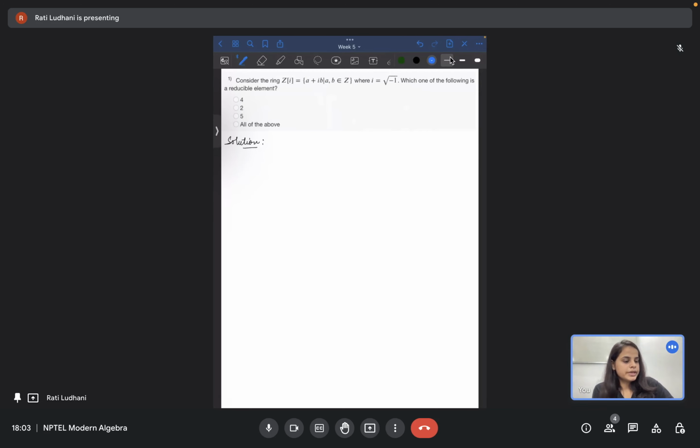Consider the ring Z[i], which is {a plus ib, where a, b belong to Z}, where i is equal to root minus 1. Which one of the following is a reducible element? So what is a reducible element? I'll just write first an irreducible element because it is easy to see, and then we will see what reducible elements are.